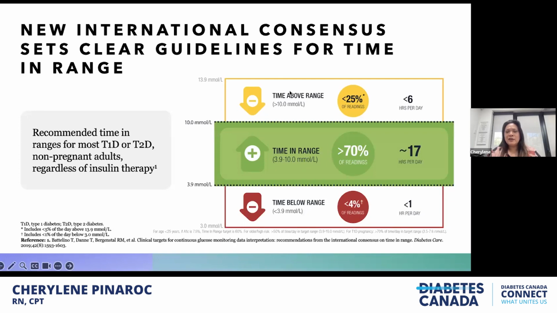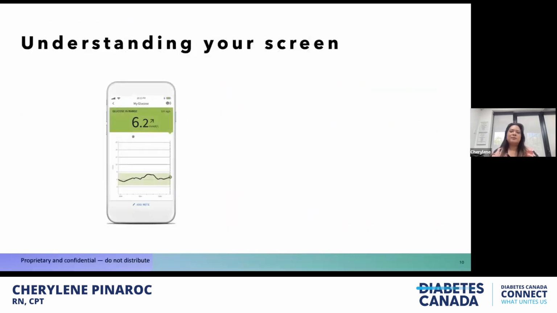Obviously, when we look at reports with our patients, we also look at the time above range, which is about 25% of your readings, and that should be less. That's looking at anything greater than 10 millimoles per liter. And the most important one we also look at is the time below range, which is anywhere below 3.9 millimoles per liter. We want that to be at most about 4% of the readings, which correlates to less than 1 hour per day. And on the next slide, I'll explain what that means.